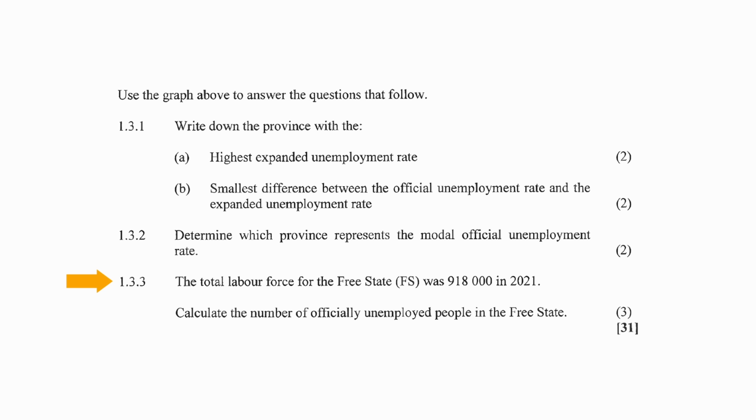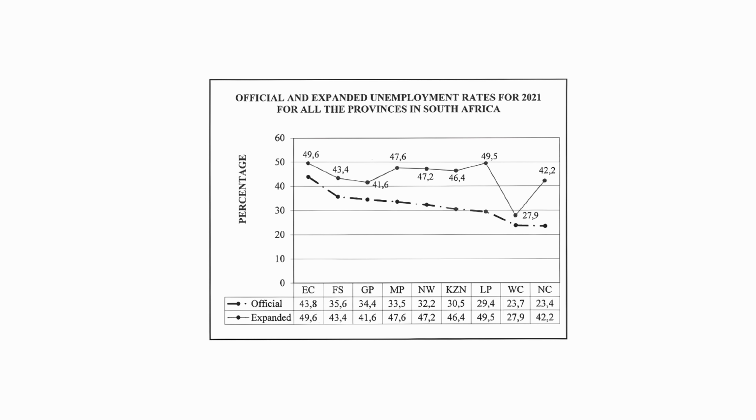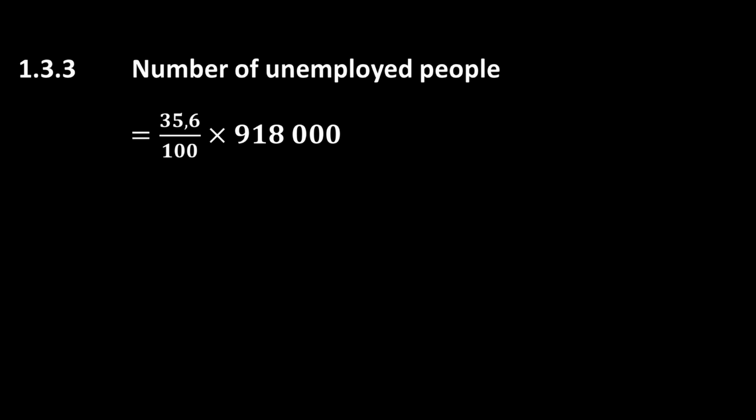In question 133, it is stated that the total labor force for Free State was 918,000 in 2021. You are instructed to calculate the number of officially unemployed people in the Free State. From the table, the percentage of officially unemployed people in the Free State in 2021 is 35.6%. So the number of officially unemployed people in the Free State was 35.6 over 100 multiplied by the total labor force for the Free State of 918,000, and this equals 326,808.